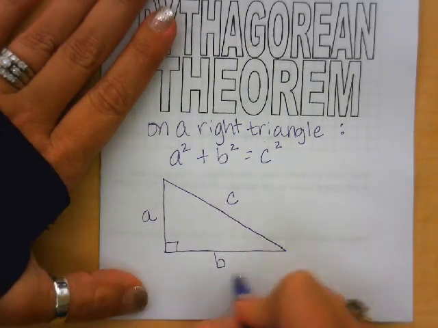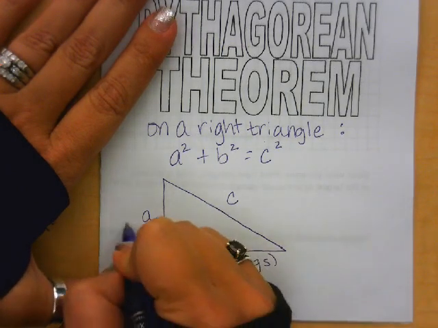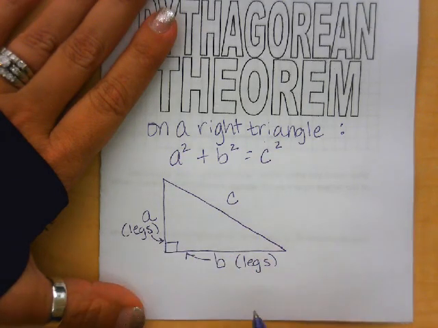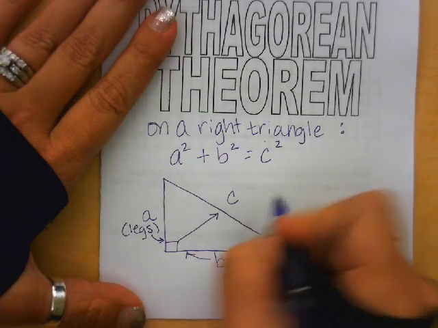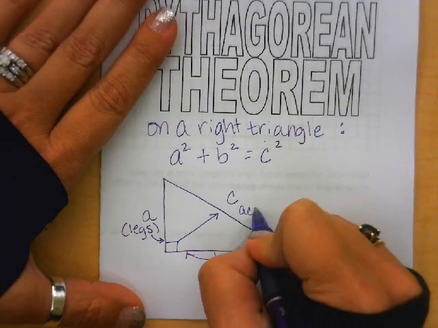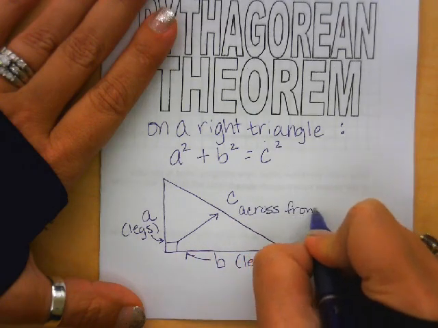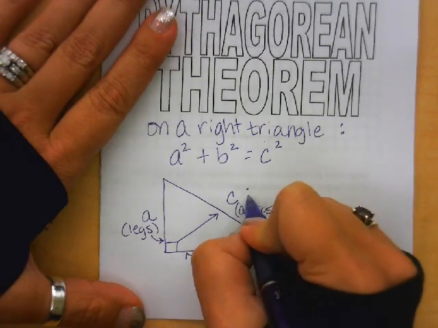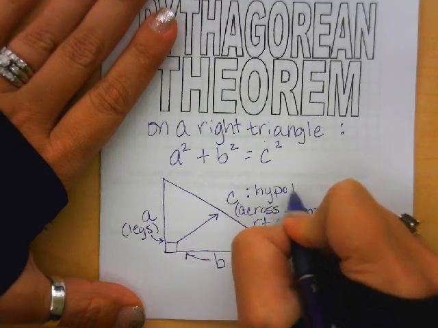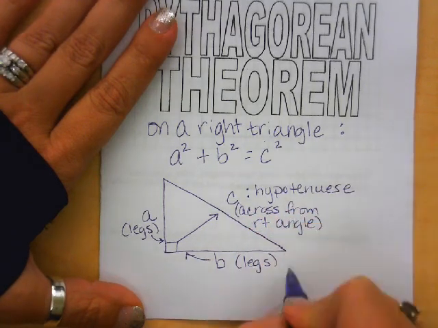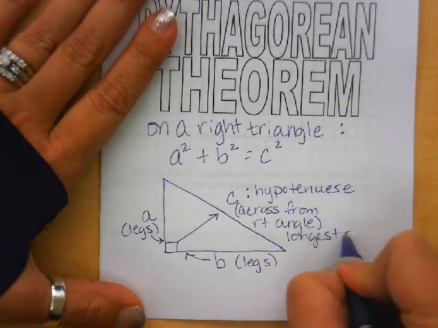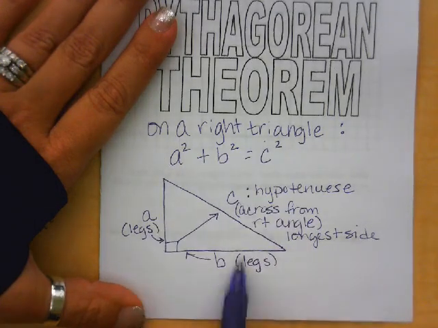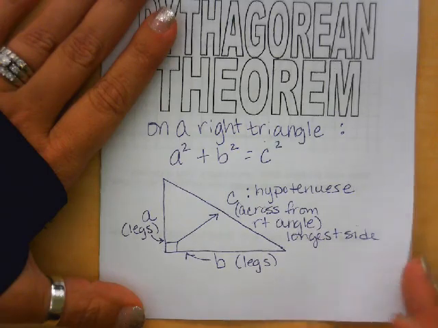Now A and B, these are called the legs. They are interchangeable. They are the pieces that touch the right angle, okay? C is always, always, always across from the right angle. It is always the longest side, and it is called the hypotenuse. Okay, and it is, again, the longest side. So what we're going to be looking at is how we can manipulate this formula to find missing sides of a right triangle when given two of them.